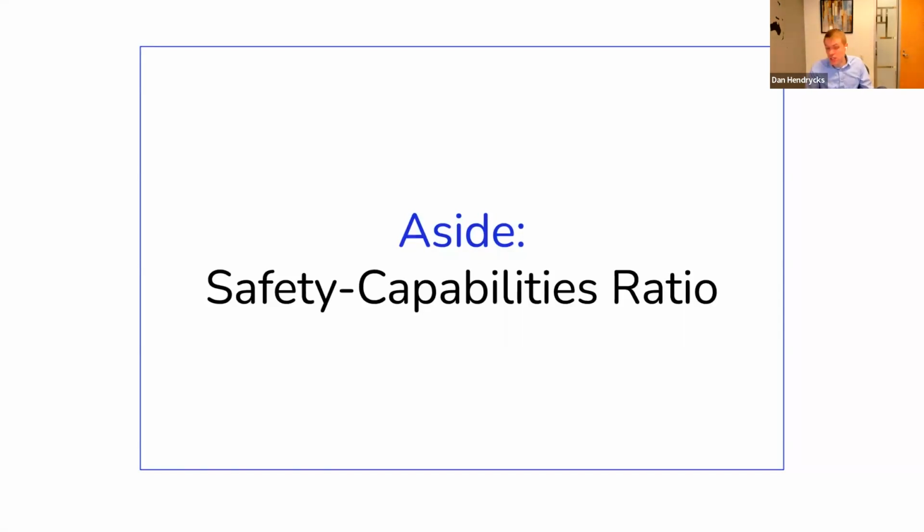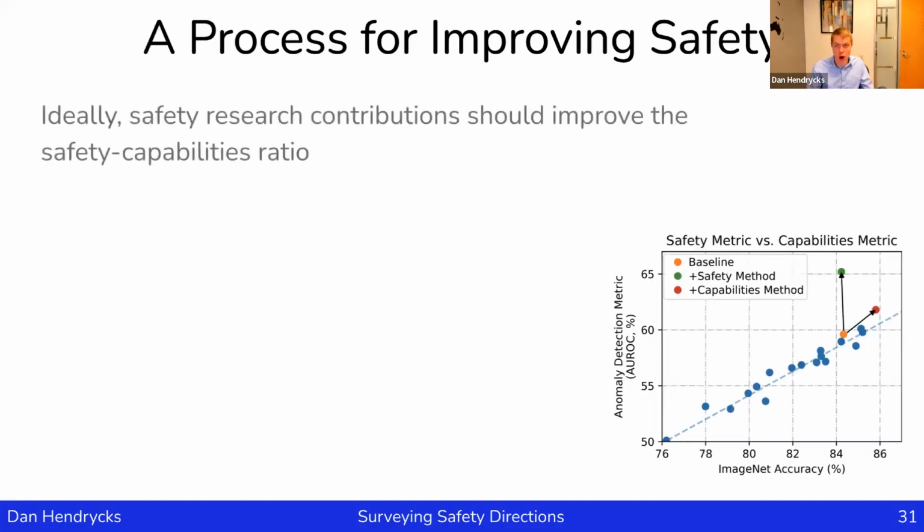I'll generalize. Let's speak about the safety capabilities ratio. If we're wanting to improve safety, we should have safety research contributions that improve a safety capabilities ratio. So it might improve general capabilities a bit, but if it improves safety a lot, then that's a very good thing.